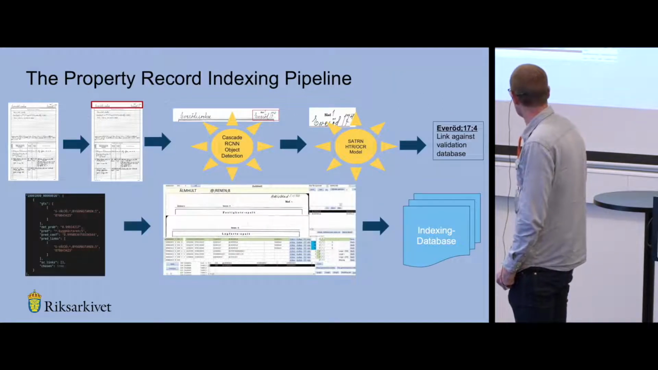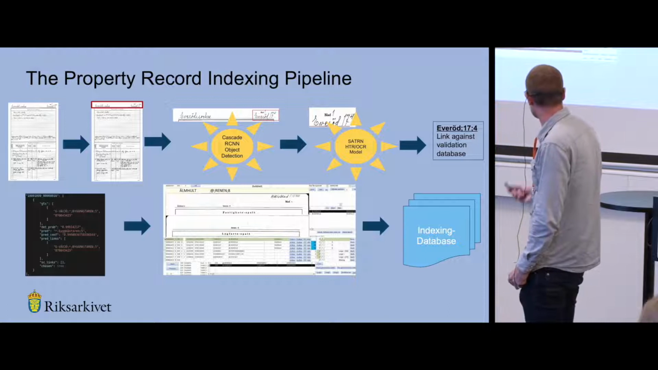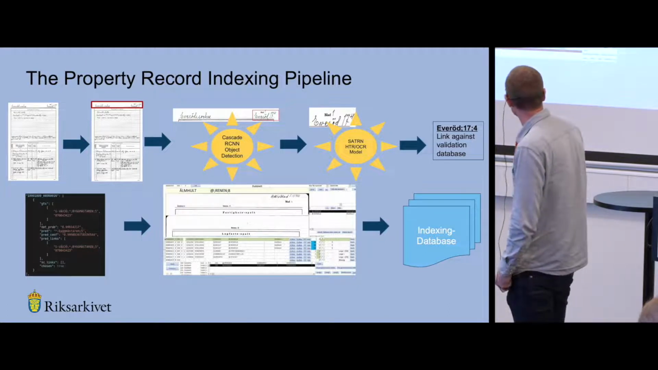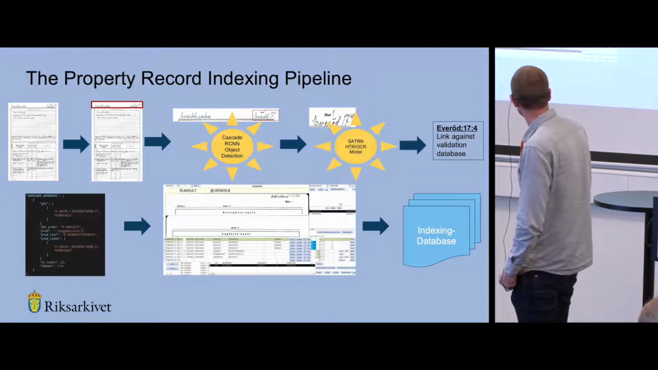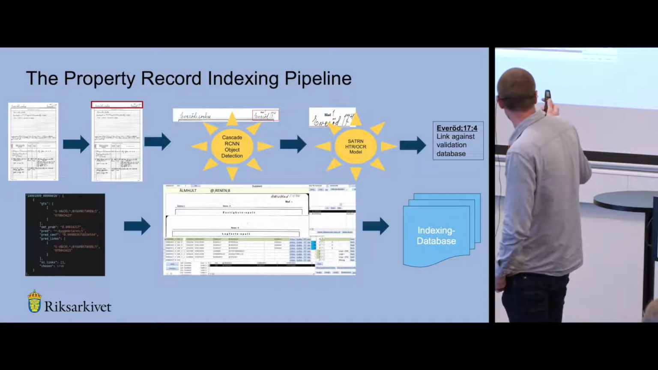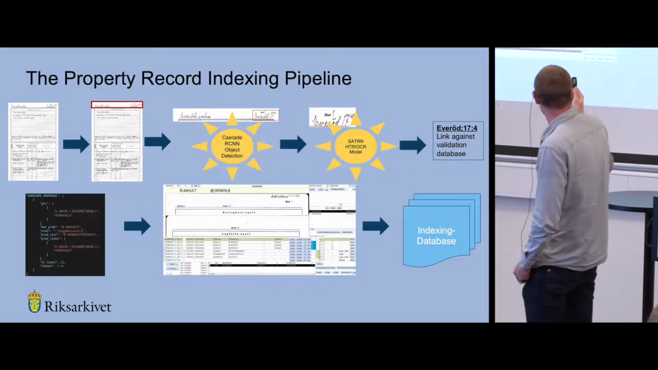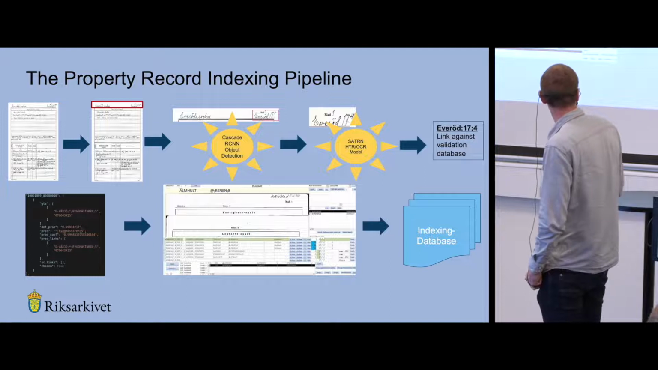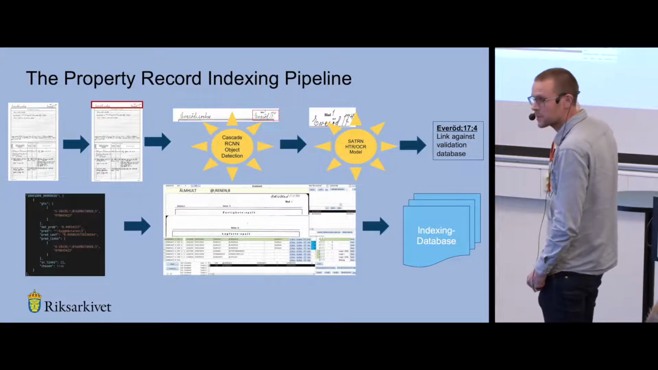This is the property record indexing pipeline in summary. We crop the head of the image where the property name is. We run an object detection model to make a bounding box around the property name. We run a text recognition model on that cropped bounding box. We get a prediction, a standardized prediction. I'll talk more about that later.